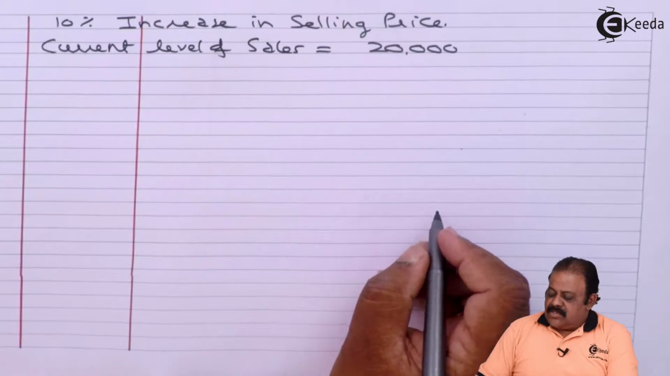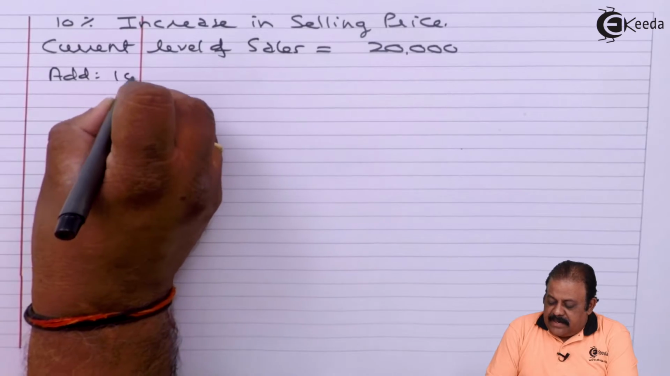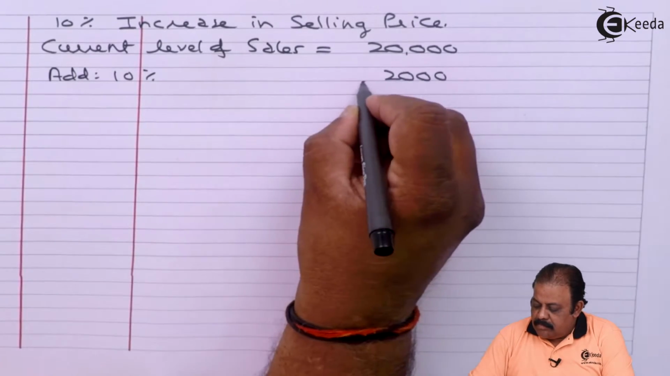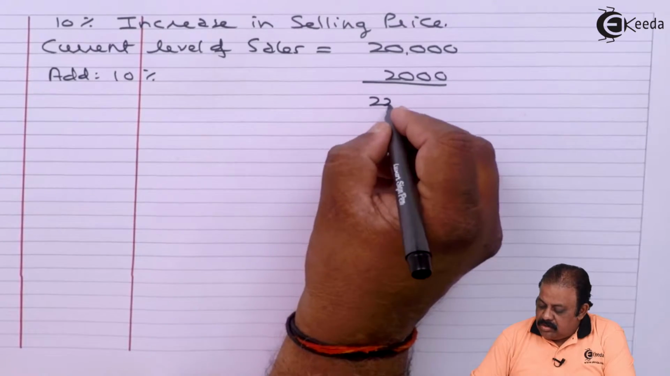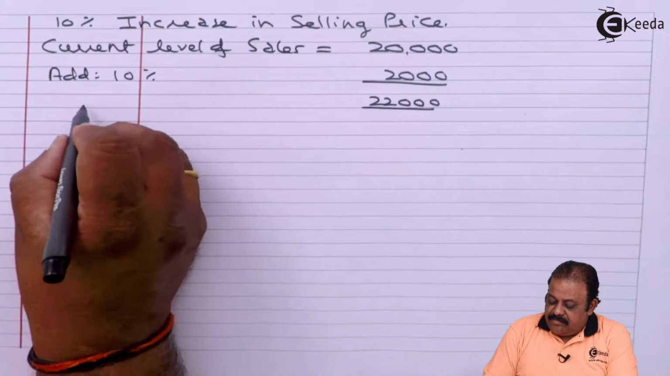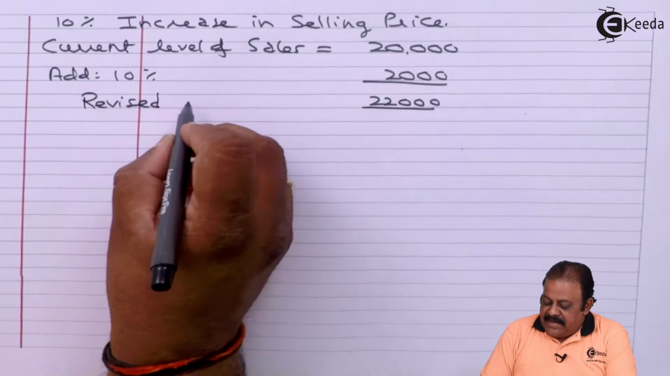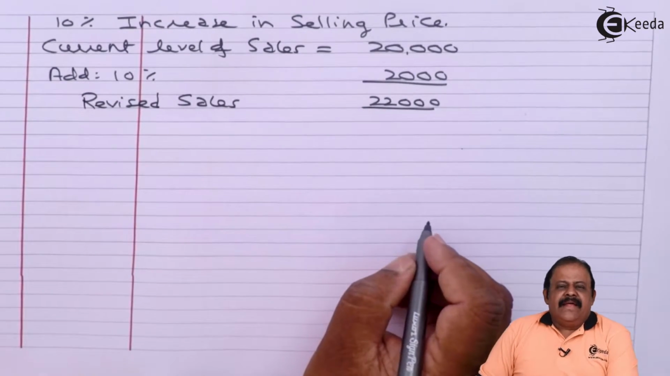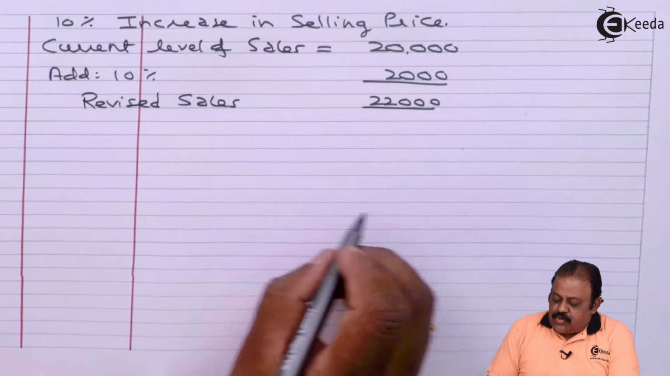Fourth, 10% increase in selling price. Current level of sales is 20,000. There is an increase by 10%. So it will be a 2,000 increase. So 22,000 will be the revised sales. As sales have been revised, there will be a revised contribution.